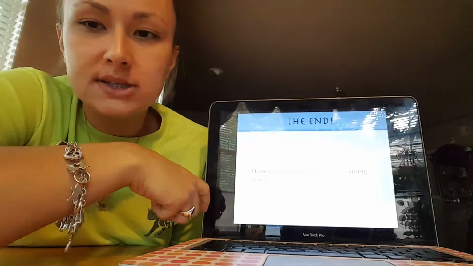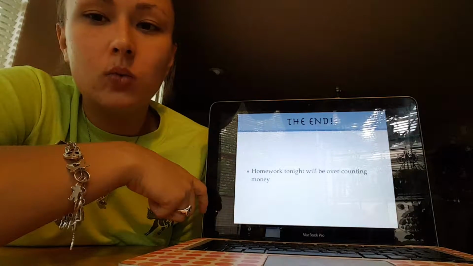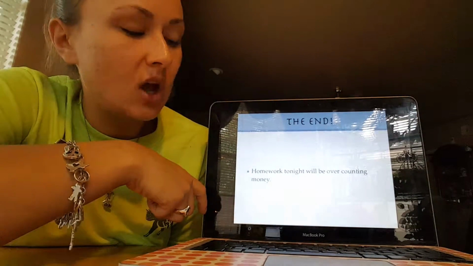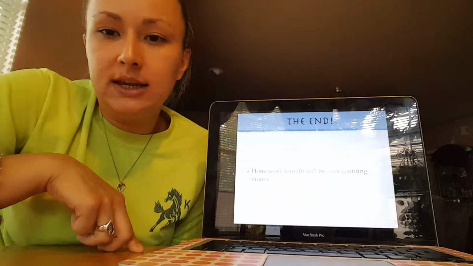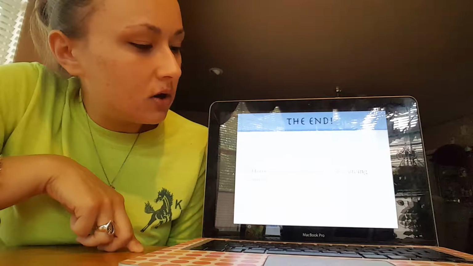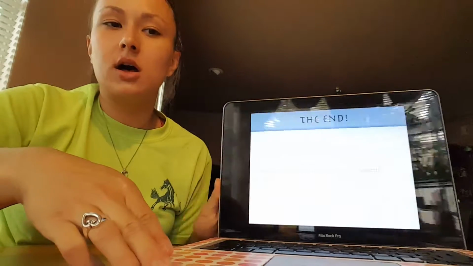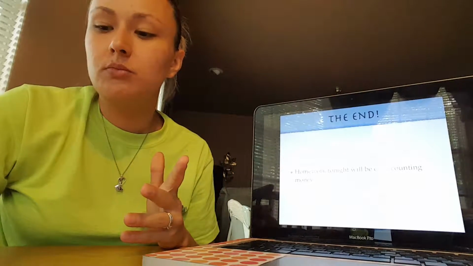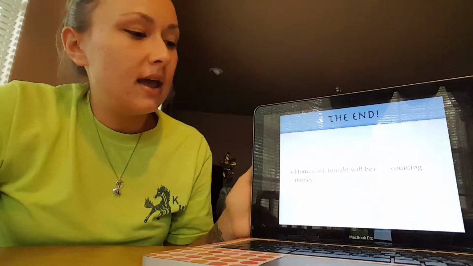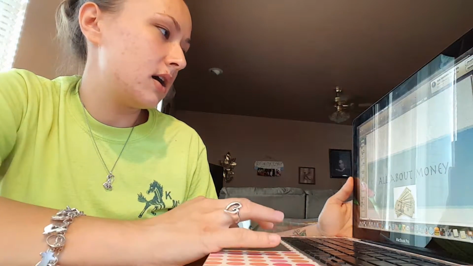Okay, your homework tonight is going to be a worksheet on counting money, the different uses of money, and identifying money. So let's see, we can go back over all of the different kinds of money and what we might use money for. Let's get the slideshow back up.